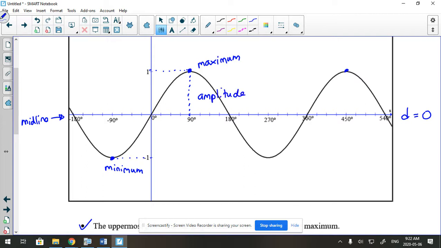And I can see my amplitude here is 1. Okay. You could have also found it from your lowest most point to the midline. They'll be the same answer either way you look at it. So that's also my amplitude.